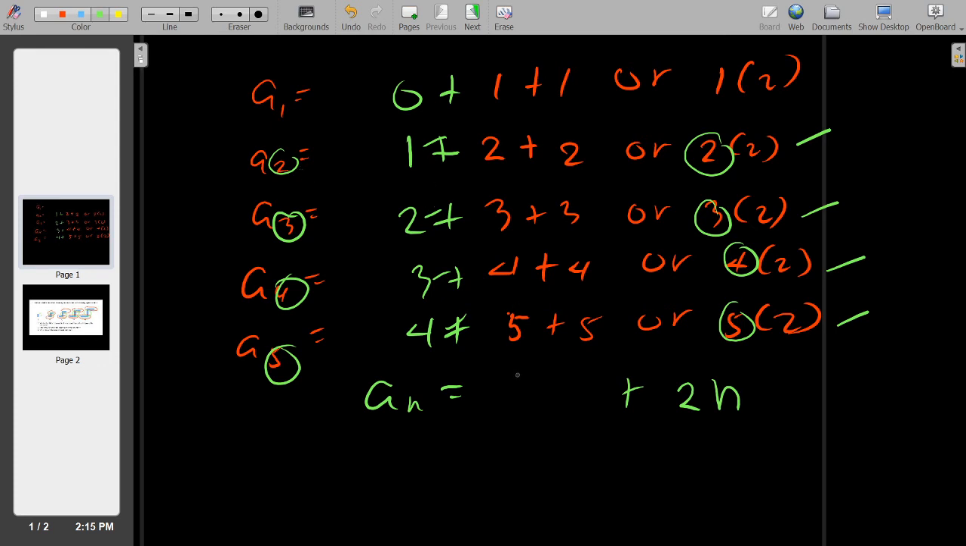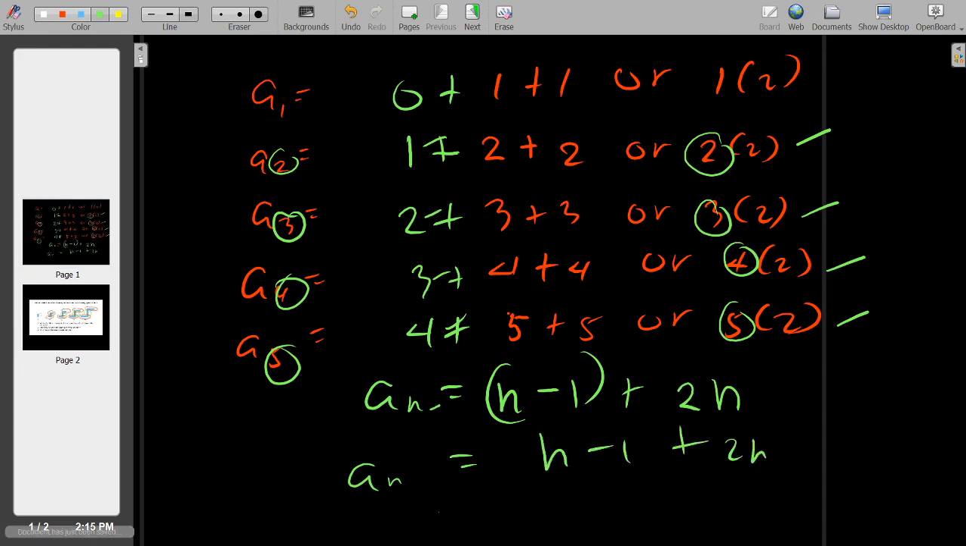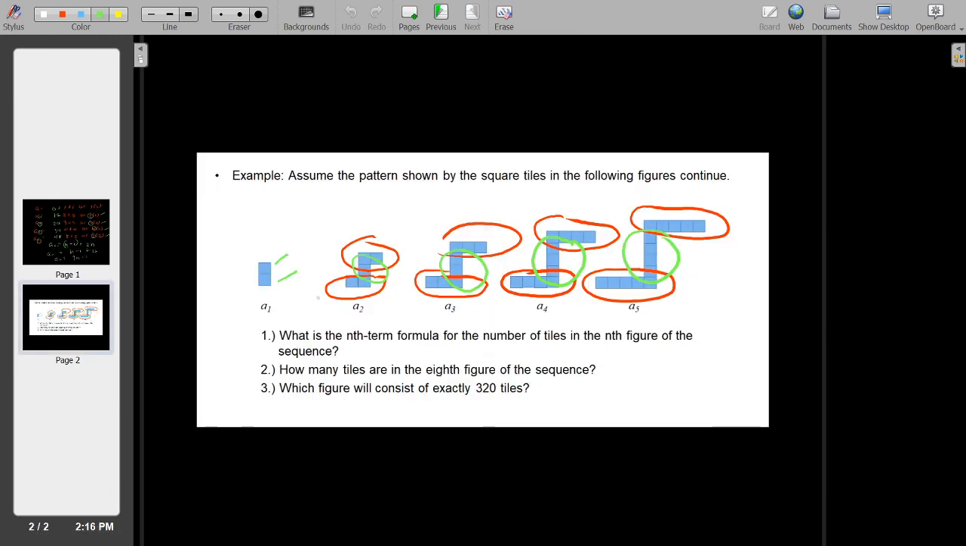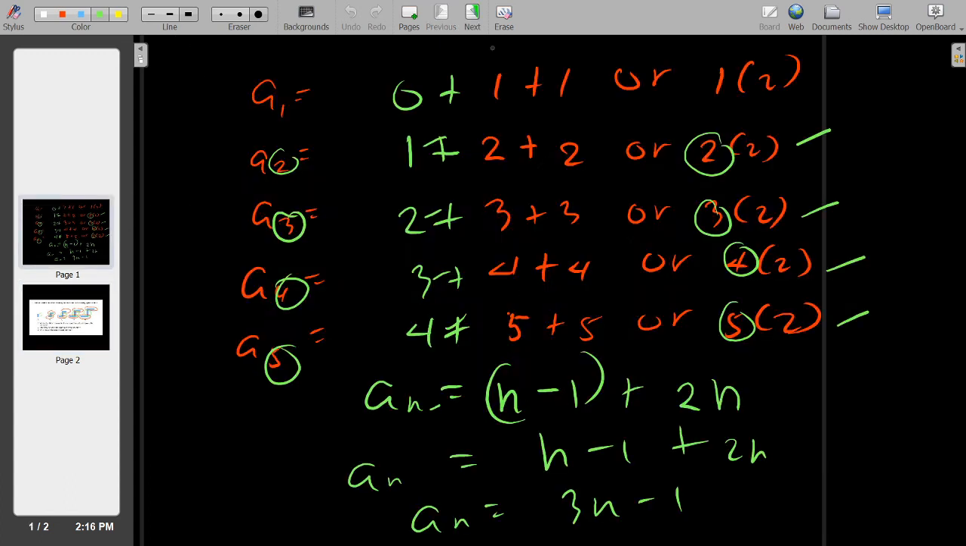So we can write this as n minus 1, because this is 1 less than the subscript. If you have here a subscript n, so 1 less than the subscript is n minus 1. So if you simplify, you have n minus 1 plus 2n, so therefore your a sub n is 3n minus 1. So this is our nth term formula for the number of tiles in the nth figure of the sequence. So that's 3n minus 1.